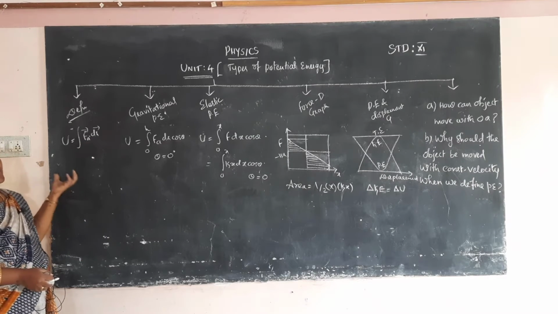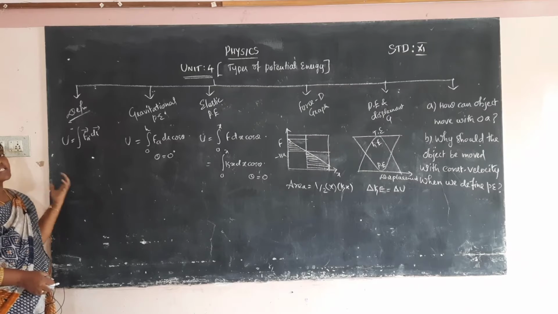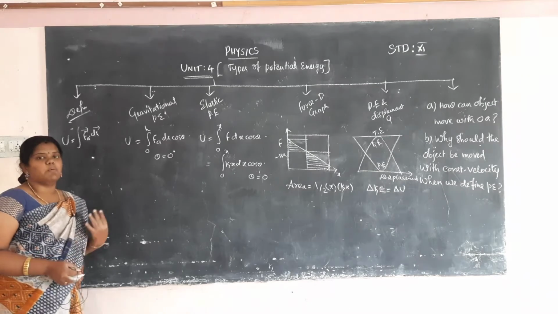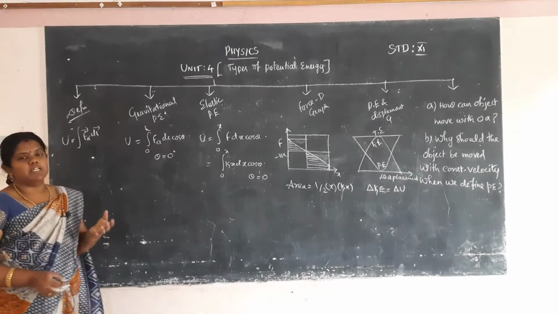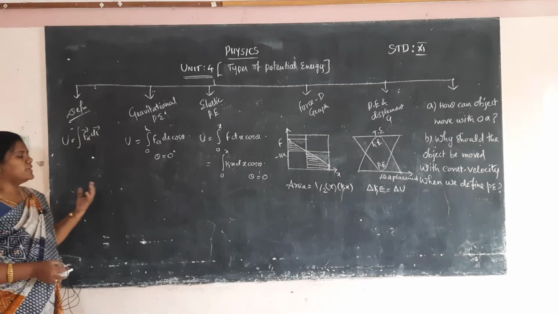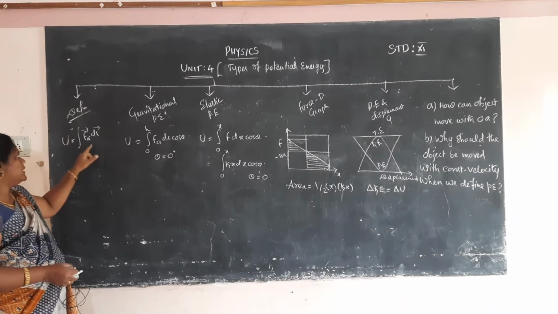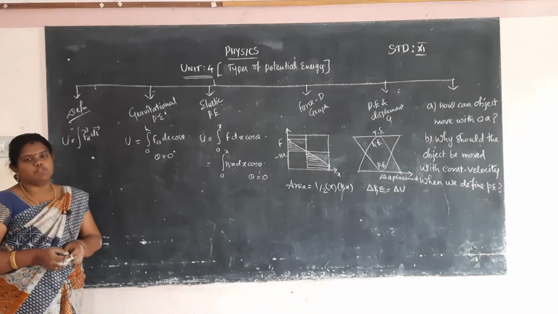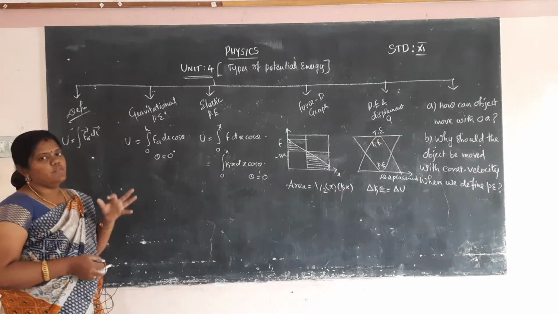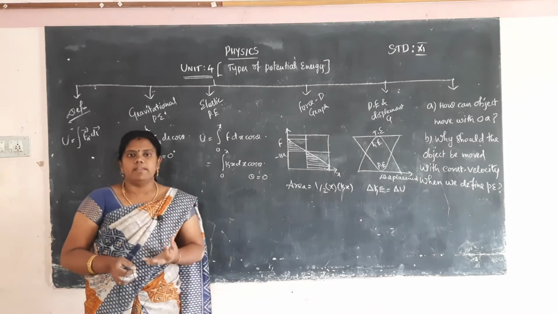The work done is stored as potential energy, so the potential energy formula is nearly the same as for work done: the integral of F dot dr. That is the potential energy formula. The potential energy can be developed in three ways.